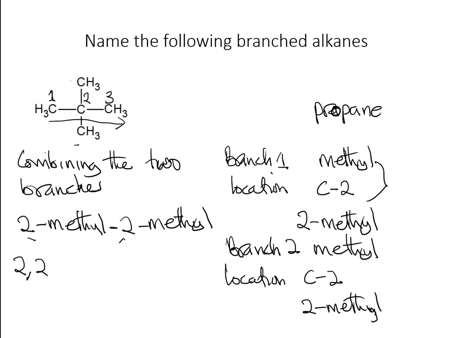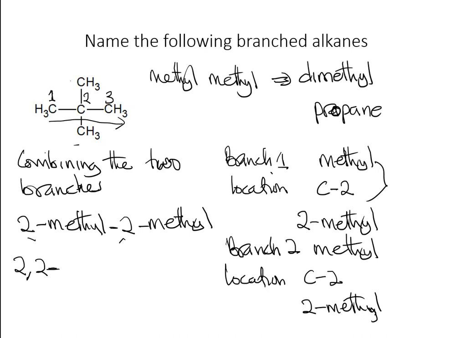And then we put a dash after the second 2. Instead of saying methyl, methyl, we don't say that, but we say it is dimethyl because there are 2 of them. So this branch is 2,2-dimethyl. So we use this, but we don't use the other. So take note of that.